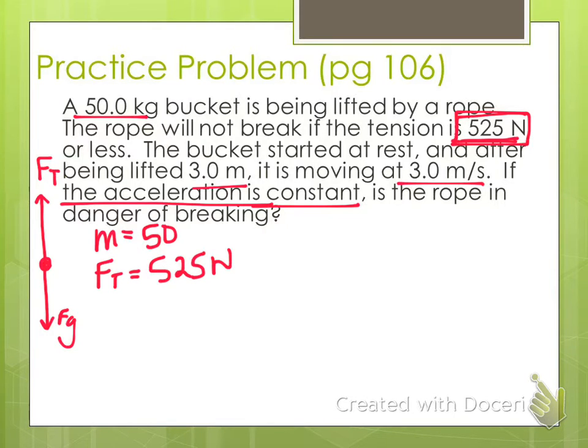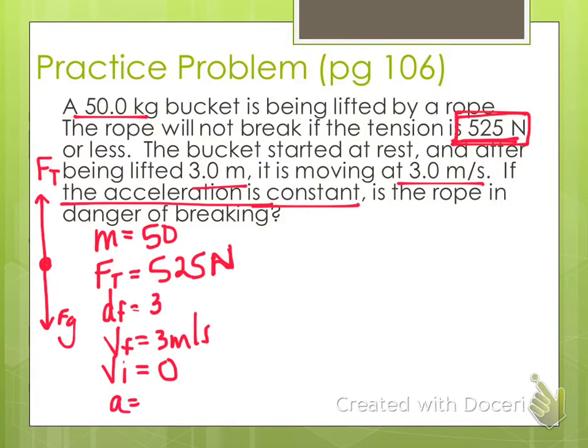We're going to use that to compare. Is our acceleration going to put that rope in danger of breaking or not? It says it's being lifted 3 meters, so that's our distance final. It's moving finally at 3 meters per second. And what's our initial velocity? 0. Do we have a kinematics equation that will allow us to solve for the acceleration of our object? Yes, we do. So let's go ahead and do that first.